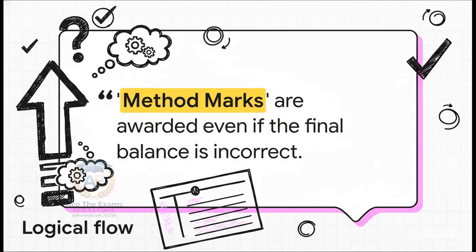And here is exactly why that pipeline matters. Method marks are rewarded even if the final balance is incorrect, provided the logical flow is visible. This right here is your method over math mantra. In an exam, if you miscalculate an adjustment for depreciation or inventory valuation, do not panic. By meticulously showing your workings in those T accounts, you prove your logical flow to the examiner. That secures vital method marks, even if your final calculation is slightly off. Always show your work.